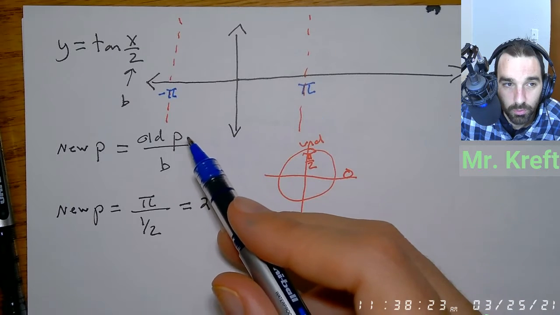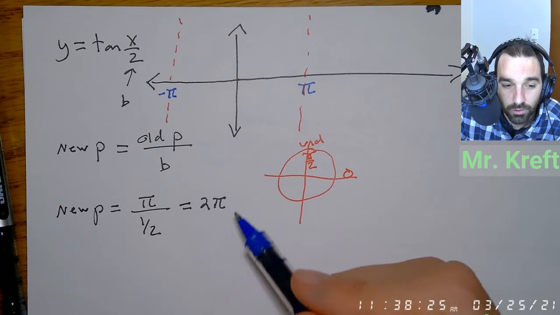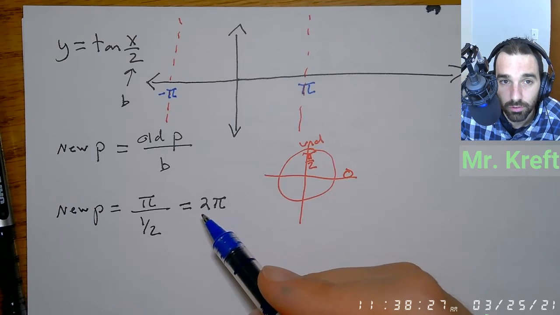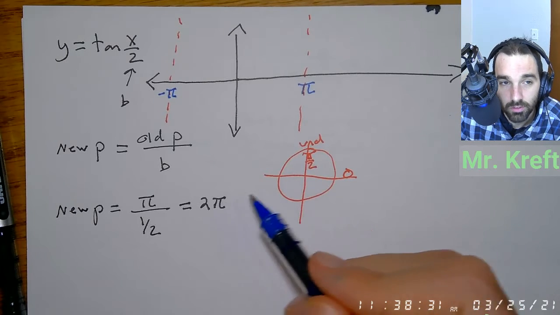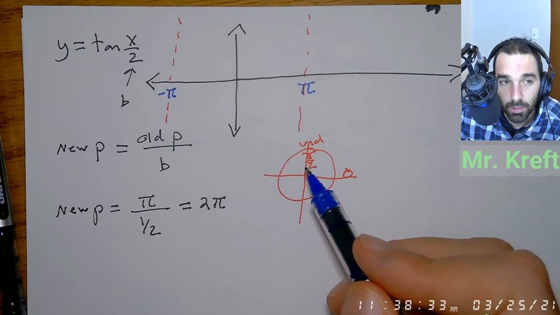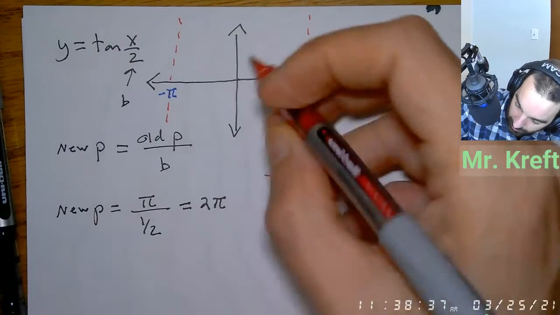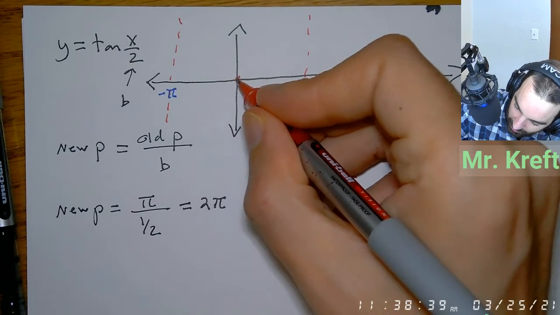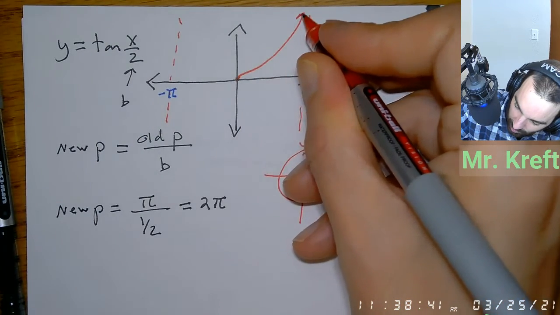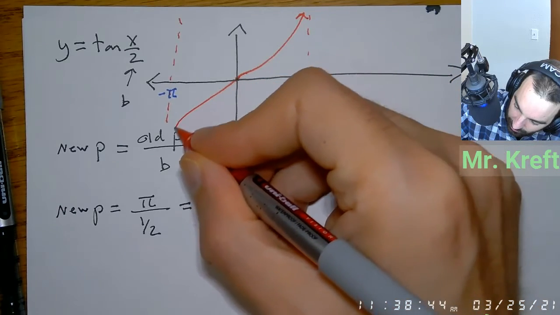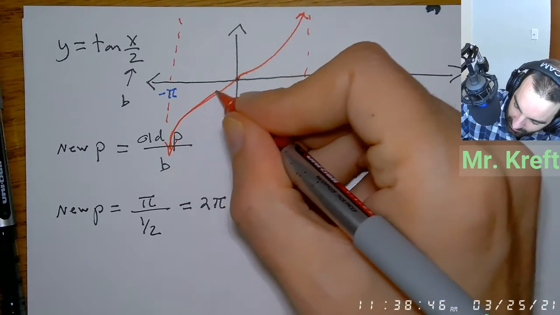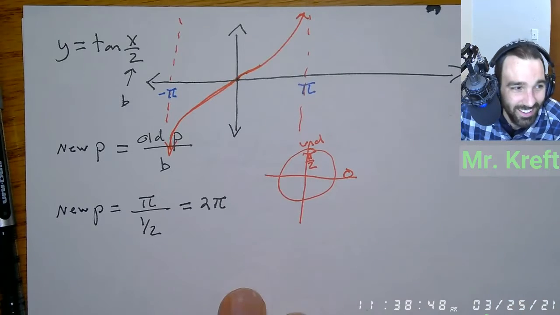So how do I find my asymptotes? If you find your new period, it tells you the dilation factor, so it's 2 here. So I'm going to go 2 times pi over 2, and then I know my asymptotes are there. And then it looks like a cubic. Sorry, it looks like a cubic.